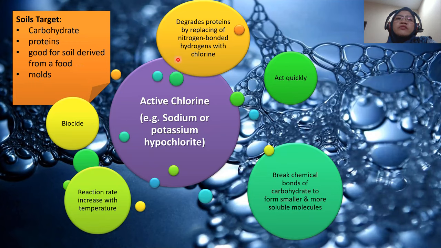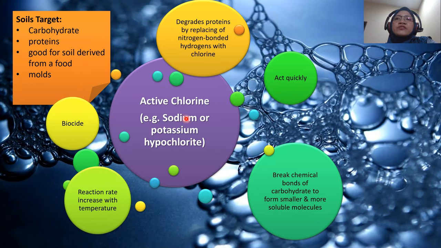Cleaners with active chlorine can break chemical bonds of carbohydrate to form smaller and more soluble molecules, which are then easier to remove. The reaction rate of active chlorine will increase with the increment of temperature. At pH lower than 8.5, hypochlorite is an effective biocide.